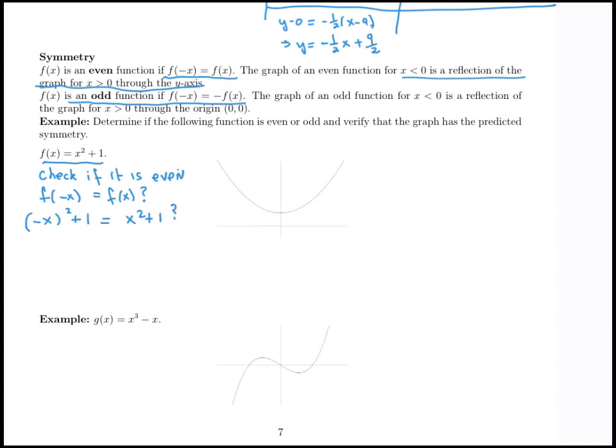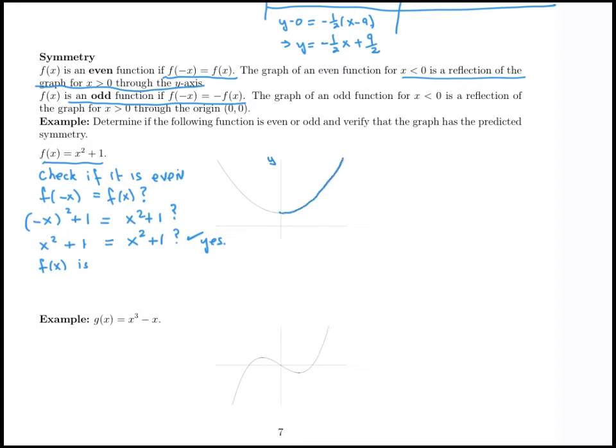So what I'm asking is, is minus x squared plus 1 equal to x squared plus 1? Well, of course, when I square that minus, I just get x squared. The minus goes away, and I'm really asking if x squared plus 1 equals x squared plus 1, and the answer is yes. So that means that f of x is indeed even. And you can see that this gives us a symmetry in the y-axis.